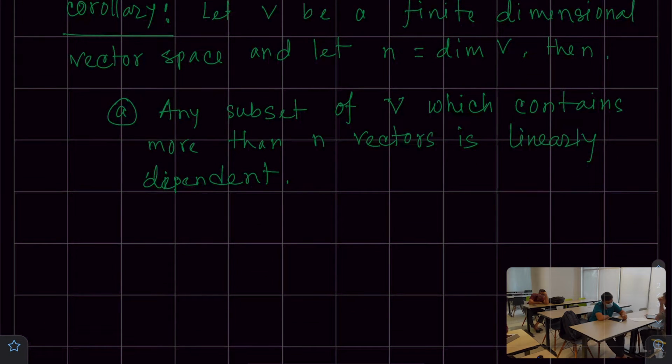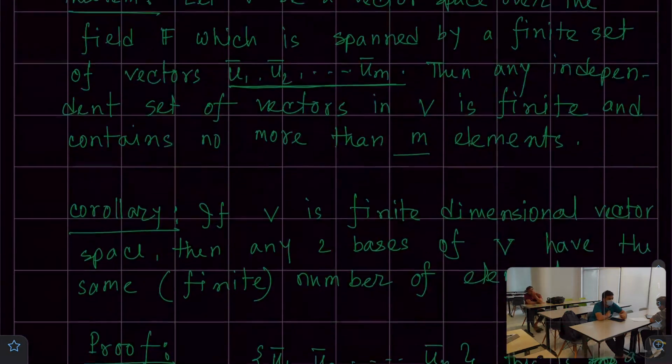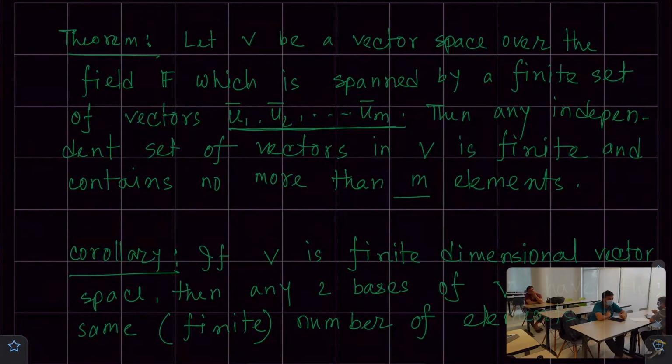Okay, so the first one is, if V is a finite dimensional vector space over the field F, any subset of V which contains more than n vectors is linearly dependent. And we proved it in the previous theorem, right? Because the previous theorem was saying that let V be a vector space over the field F which is spanned by a finite set of vectors. Then any independent set of vectors in V is finite and contains no more than m elements.